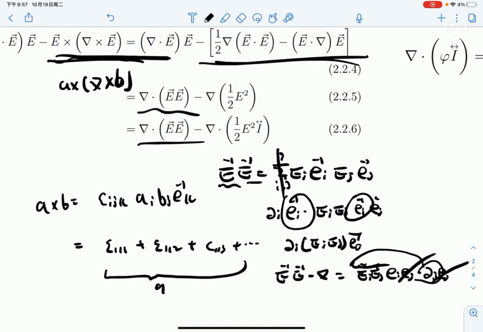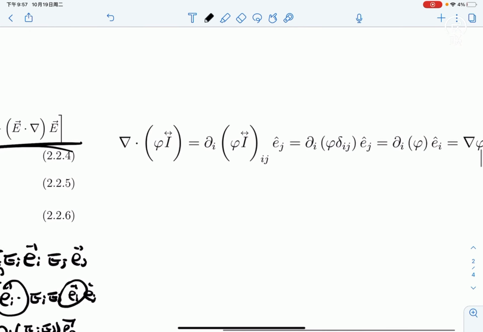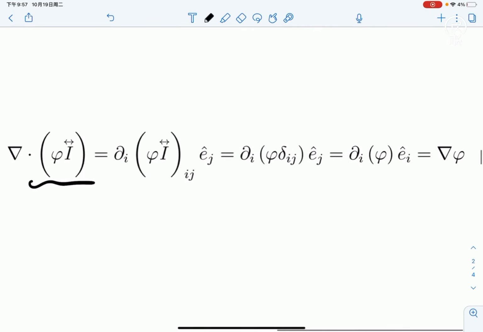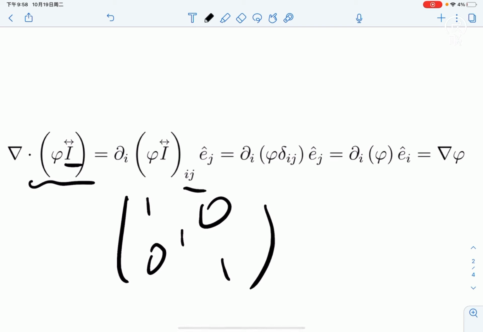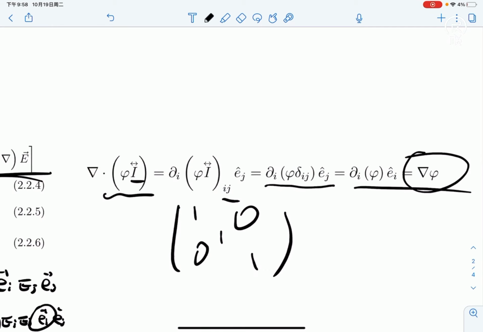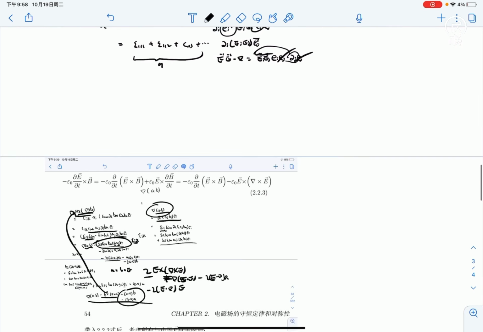And now we're going to take a look at this stuff. For this, it's just an identity matrix. When i is equal to j, it is 1, and when they are not equal to each other, it is 0. So basically, if you expand it out, you will see that i is equal to j, which resulted in the gradient of E. Okay, we're done with this video.